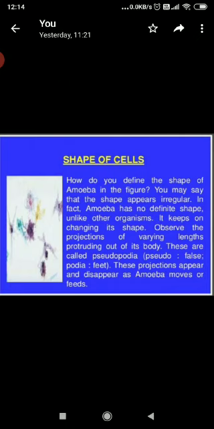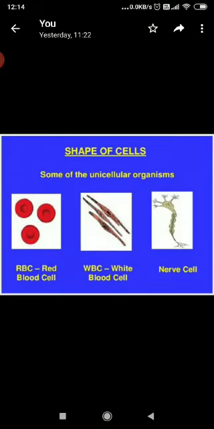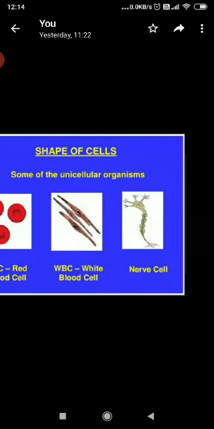All the cell components are enclosed in a membrane, which provides shape to every plant and animal cell. So these are the shapes of the cell. Can you see the shapes? RBC, WBC and nerve cells.